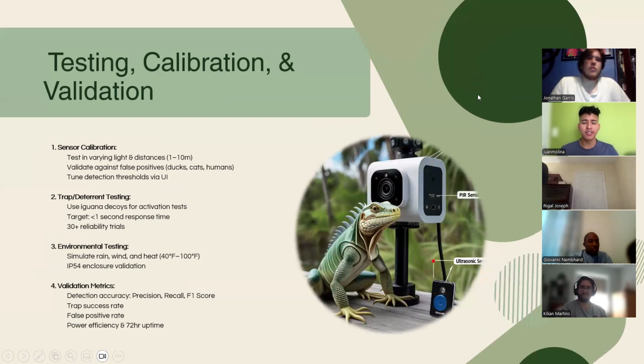So for the testing, the calibration, and the validation, here we're planning on doing an extensive testing and calibration process to ensure that the system meets our design goals. First, we'll test the sensor performance across various lighting conditions and distances to ensure that the iguanas are accurately detected while minimizing false positives from other animals or people. We'll probably use decoys to simulate iguana movement and measure how fast and reliable the trap responds. All right, next one.